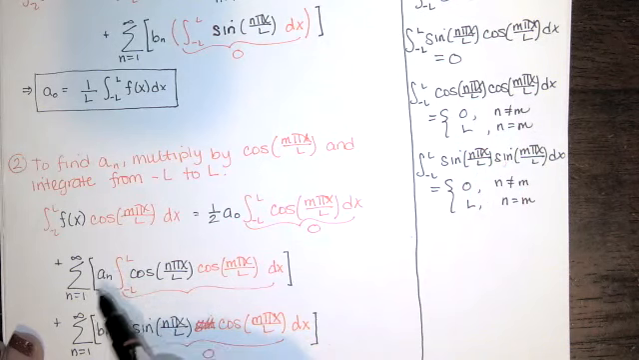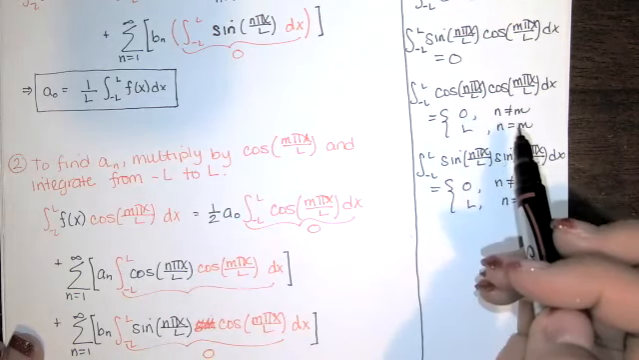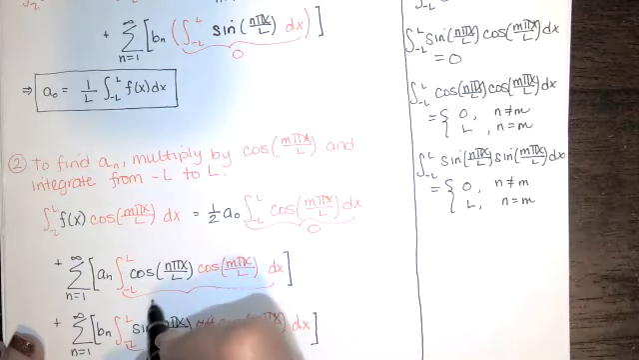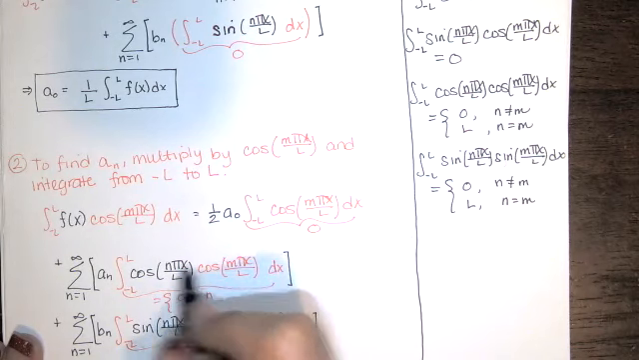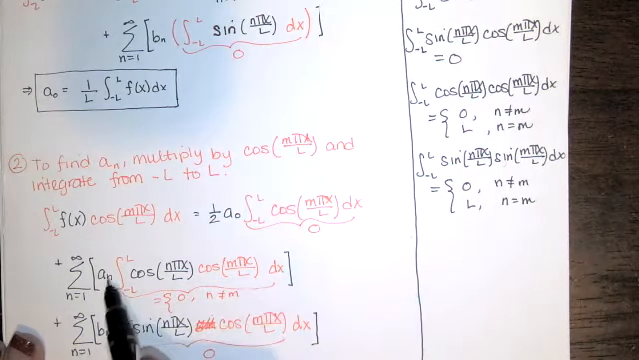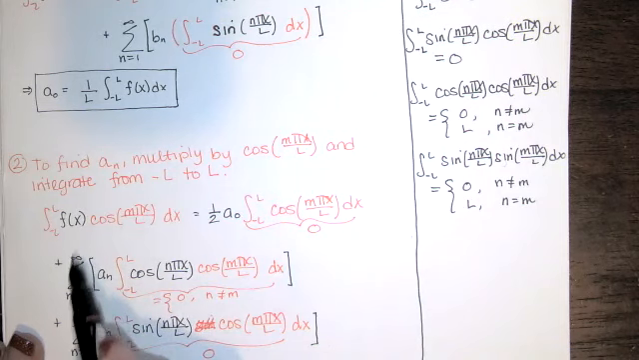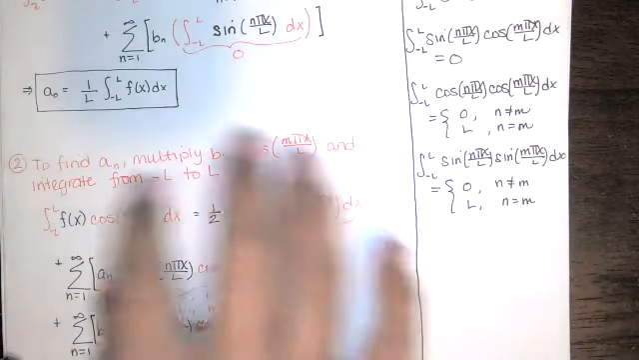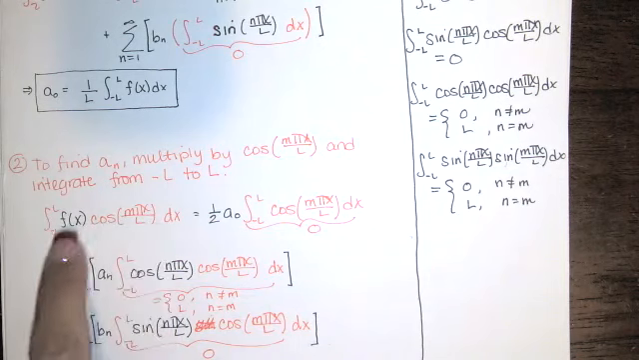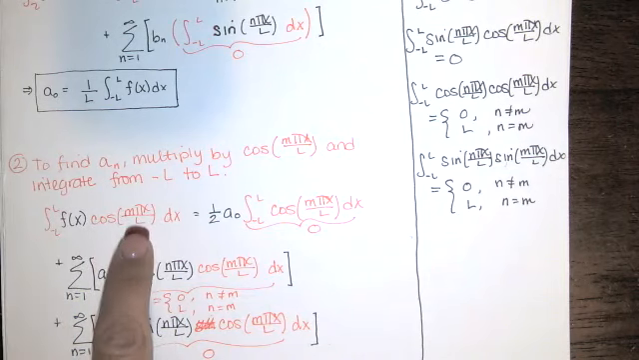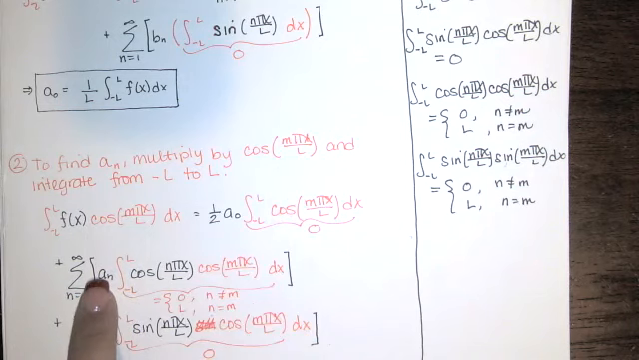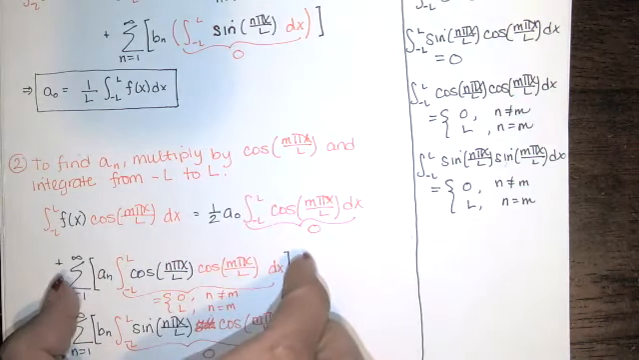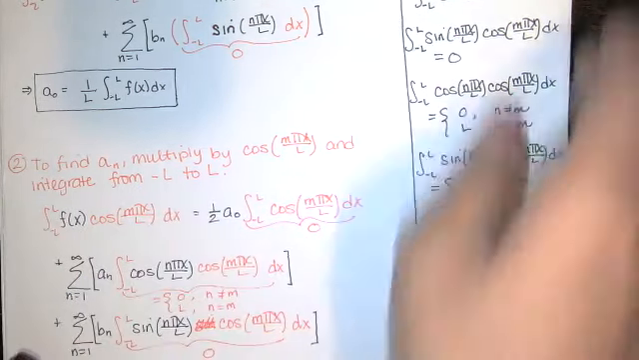This is the sum as n goes from 1 to infinity. You can think of this as having infinitely many terms. Only one of those will be non-zero, the one where n and m are equal to each other. So this will be equal to 0 when n and m are different. And then when n is equal to m, so just picking off one number from that list, that integral will be equal to L. So in that way, we have this f times cosine, that integral of that is equal to 0 plus a sub m times L plus 0. So this is 0, and we end up with that a sub m times L from here, and that's equal to this guy.